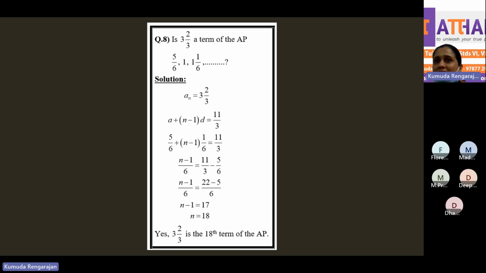Nothing in AP is unrelated. It's not that if you don't know this, you cannot do that. You just need to have the basic introduction to the chapter, which we already had. Having got that introduction, you can answer any question from any part of the chapter, from the beginning, from the middle, anything. It's not that you haven't learned the questions in the beginning or in the exercise, so you cannot do this. With that introduction, you can answer any question from this chapter.